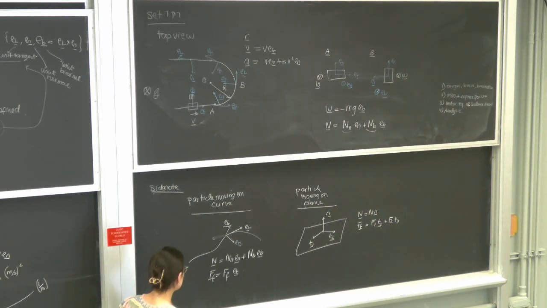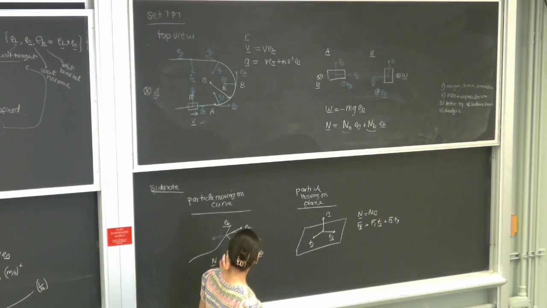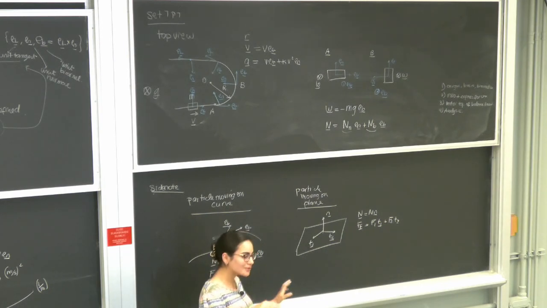ET cross N is EB. So it's kind of into, yeah. But you got the idea, I think.